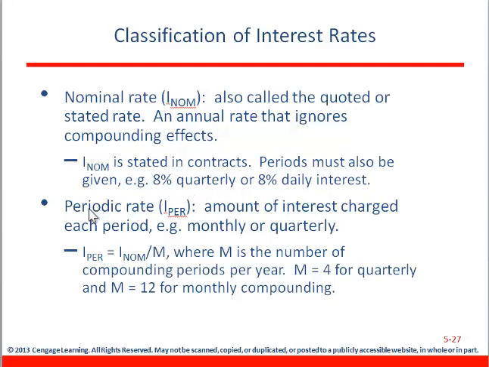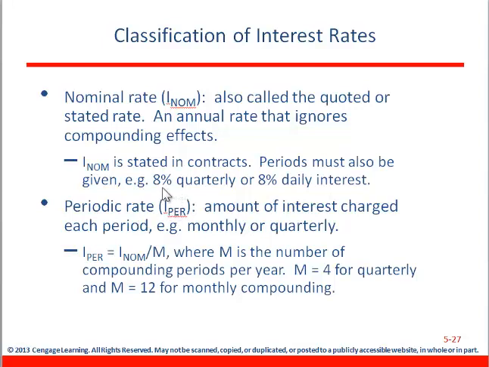Additionally, following that is the periodic rate, I subscript per. The periodic rate is not likely to be stated in a contract. It's most useful as an input to your financial calculator. So it's not likely to be stated in any literature as a functioning rate, so to speak. It's just a process that we use to get closer to calculating the effective rate.